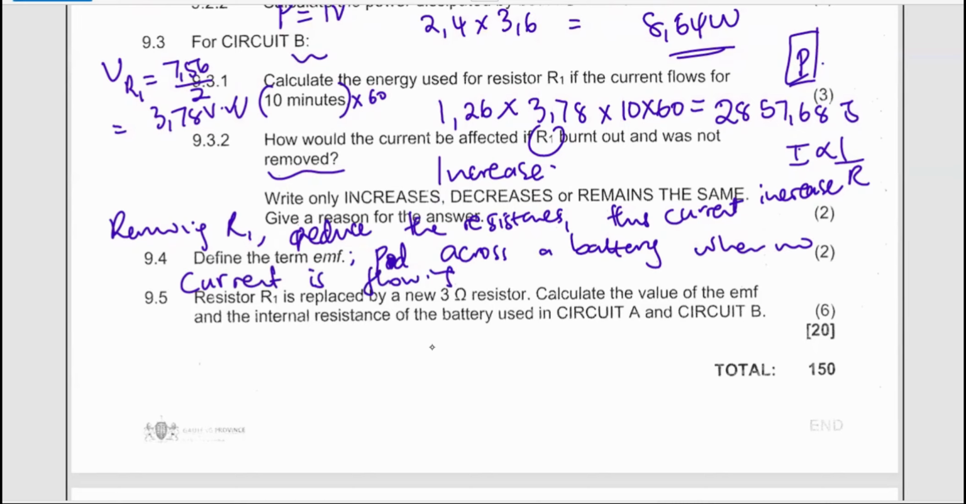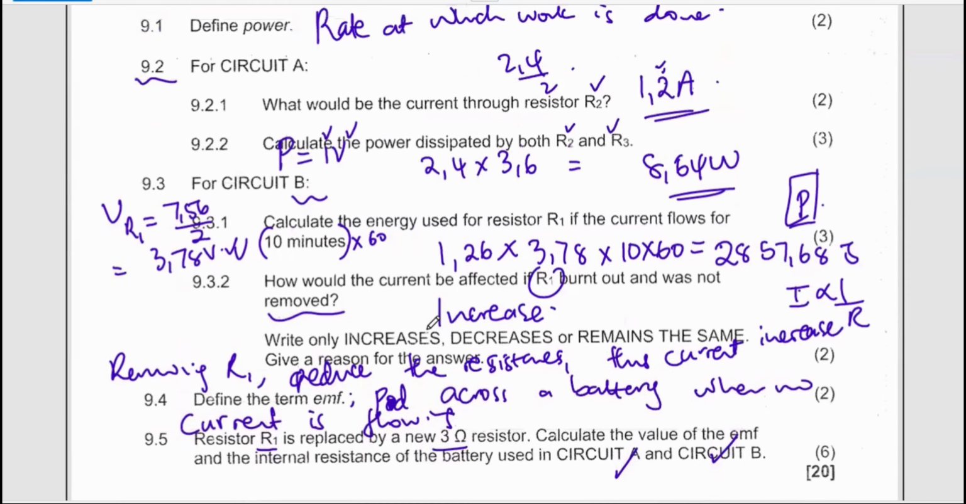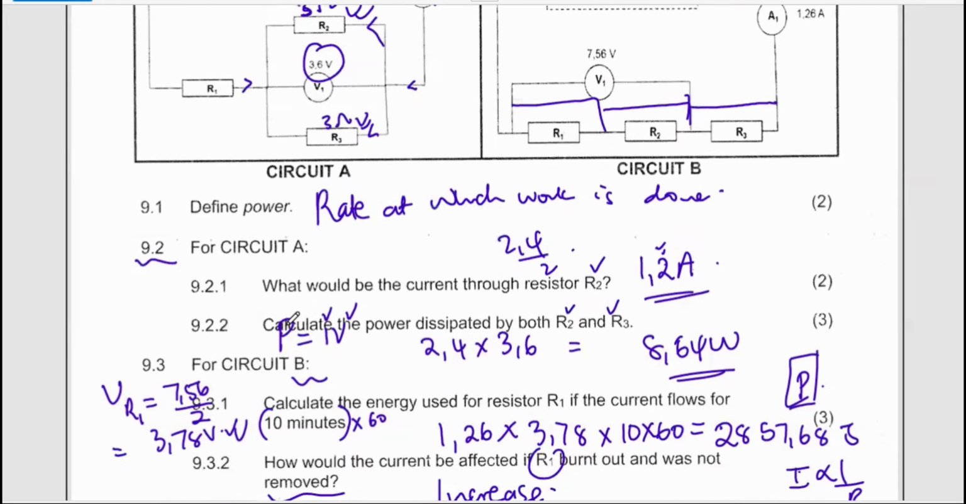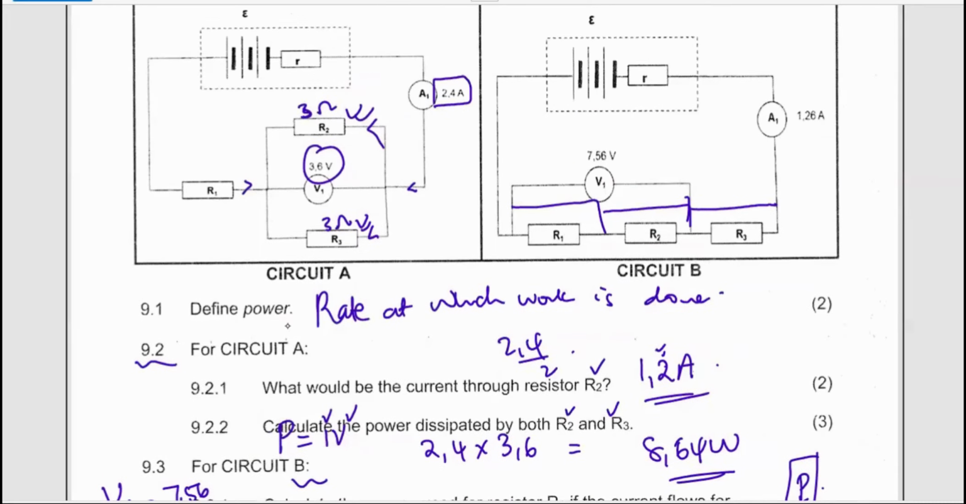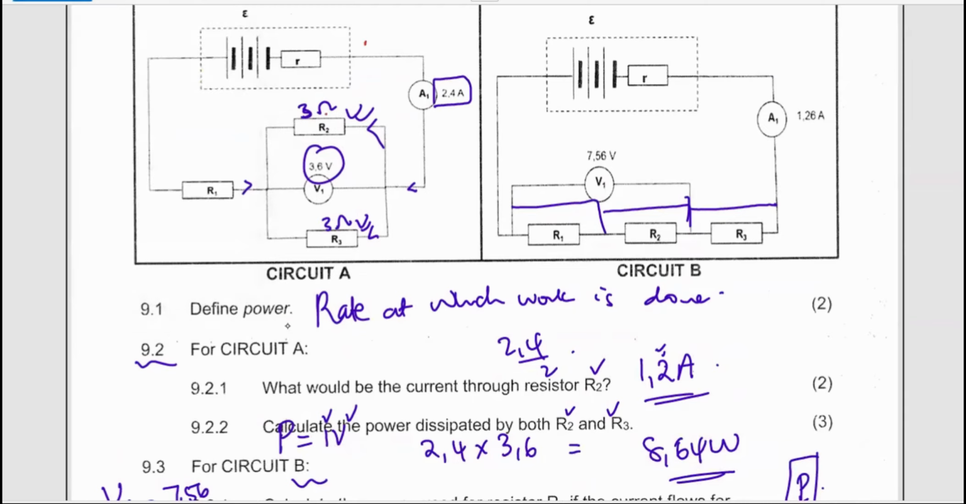9.5, resistor R1 is replaced by another new 3 ohm resistor. Calculate the value of the EMF and the internal resistance for the battery for circuit A and then circuit B. So we're going to solve this simultaneously. Let's state the facts that we know. If this is a 3 and this is a 3, we know that the effective resistance in circuit number 1 or circuit A is going to be product over sum. So it's going to be 9 over 6 plus the 3.